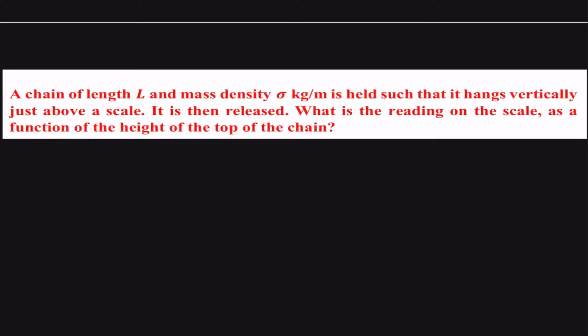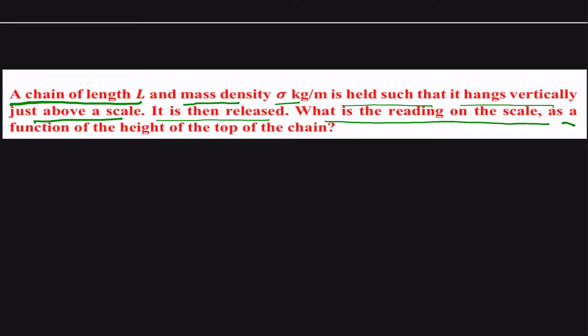it states that a chain of length L and mass density rho kg per meter is held such that it hangs vertically just above a scale. It is then released. What is the reading on the scale as a function of height of the top of the chain? So we have to find out the relationship between the reading of the scale and the height of the top of the chain. Okay.